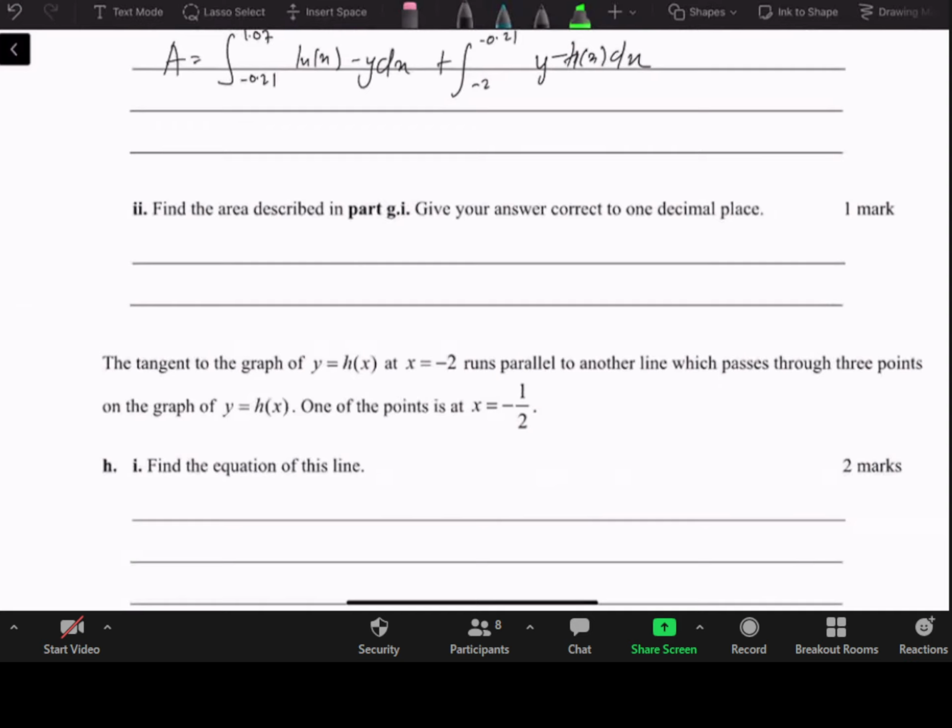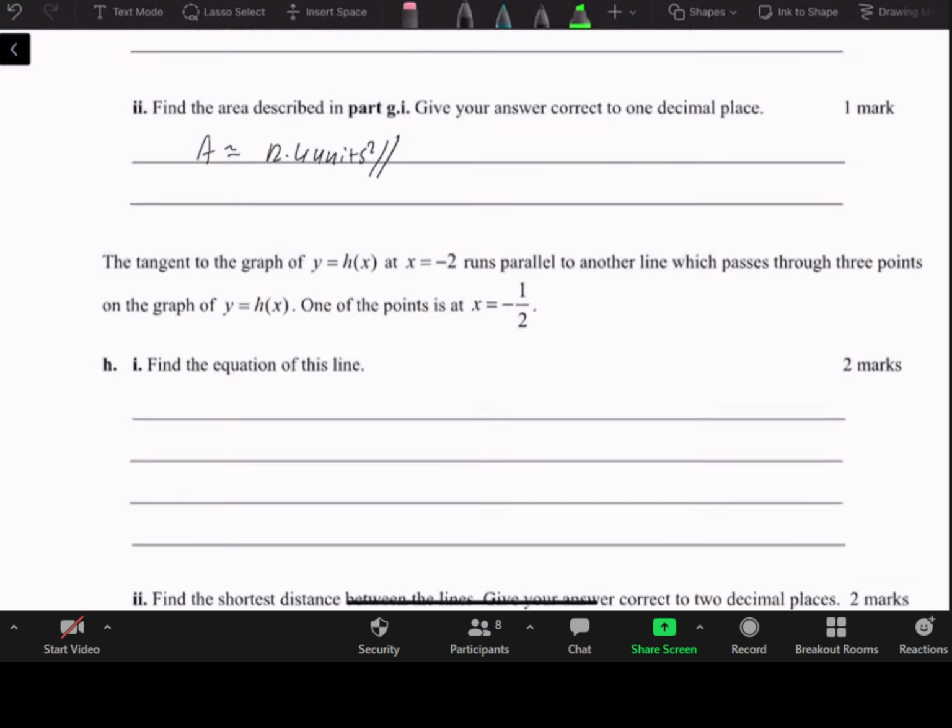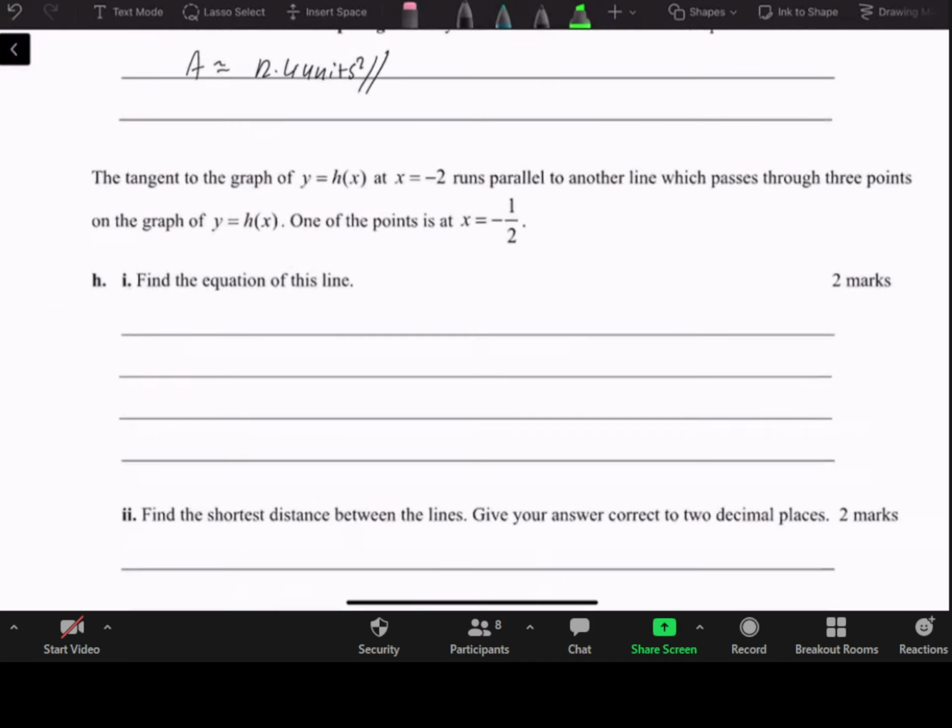So to find the area, you just chuck that into your CAS and you get 12.1 to 1 decimal place. And make sure to write the units, because they haven't given us any units.